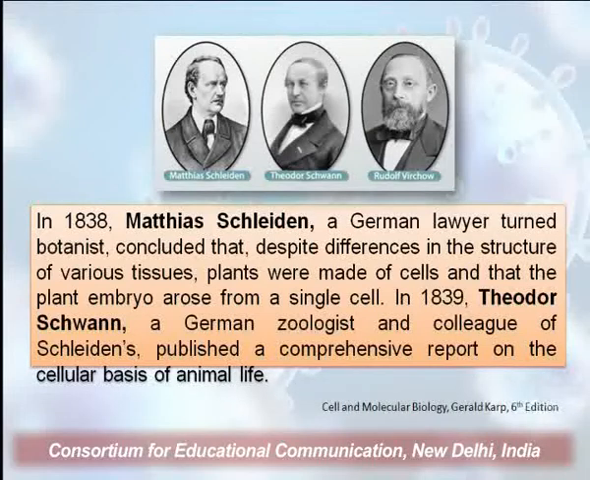In the year 1839, Schwann, a German zoologist and a colleague of Schleiden's, published a comprehensive report on the cellular basis of animal life, in which he proposed what exactly cells are and how they are formed, forming the basic unit of life.